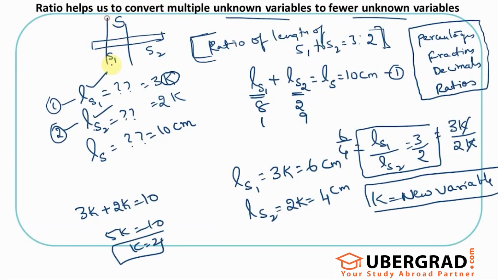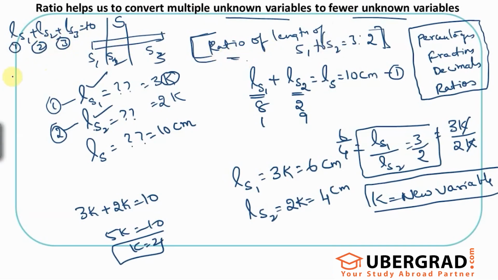Let's assume there are 3 parts, S1, S2 and S3. So then LS1 plus LS2 plus LS3 is 10. I can only comment on this based on the given information. There are 3 unknown quantities.